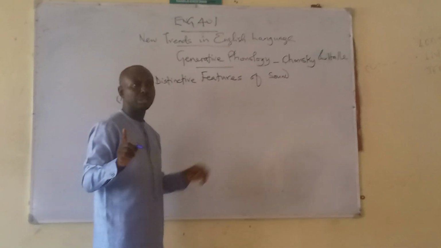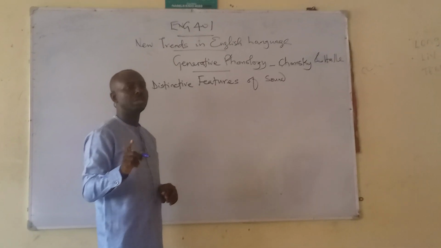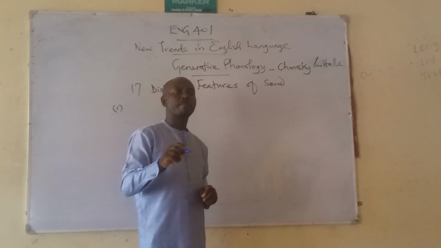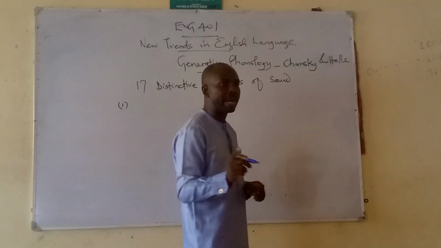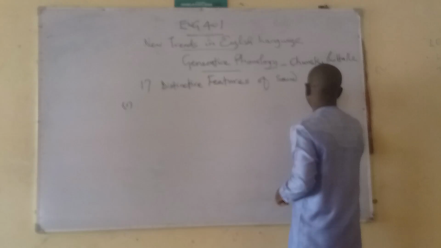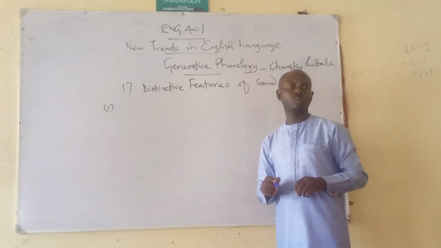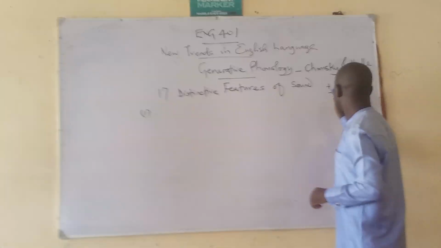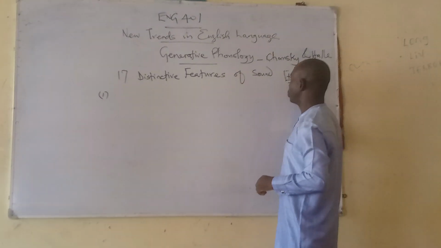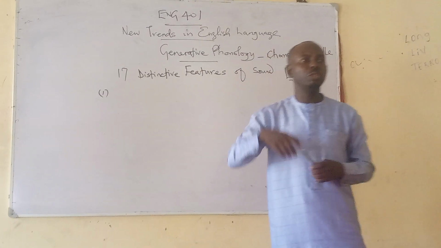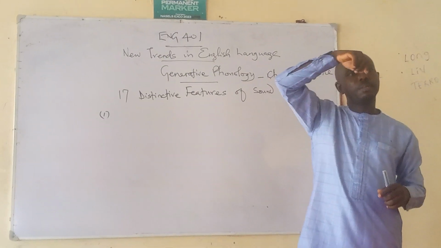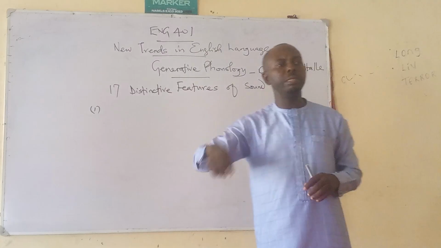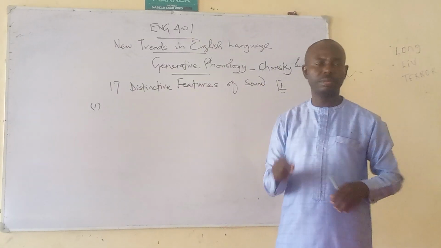Now, all the features will come with binary classification. And what do I mean by binary? It's either positive or it is negative. That's what binary means. So if you say a sound has plus a feature, it means the sound has that feature. But if you say it is negative for that feature, it means that feature is absent in that sound.